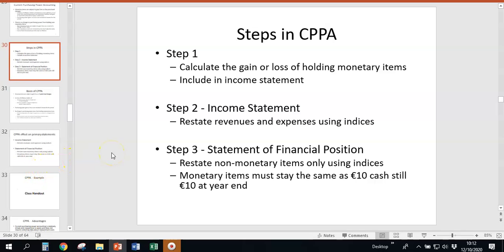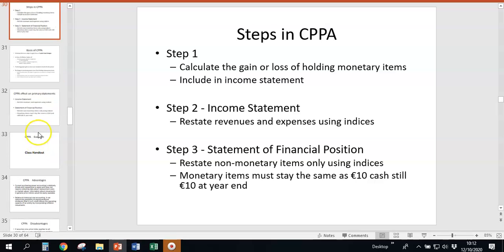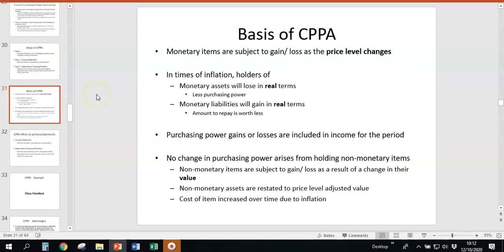And we're going to go through that step by step for the in-class example. And then you're going to do a number of questions in the question pack as well. We'll finish off a small bit of the theory here first. So the basis here is monetary items are subject to a gain or loss as price levels go up. And it's important to think about this.